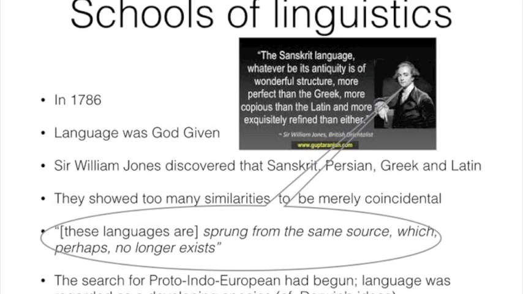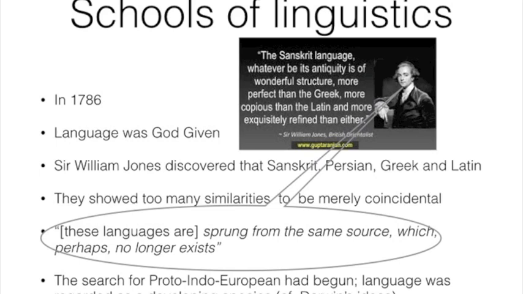William Jones discovered that Sanskrit, Persian, Greek, and Latin showed too many similarities to be merely coincidental when he compared between languages. We found out that there were many common things that make it impossible to think that they are coincidental. Like for us, when we talk about the existence of Allah and God, we say that what exists is not coincidental, because there are certain things that can't exist by coincidence. The same thing for these people, when investigating language: they found many common things between the different languages of the past. And that's why they thought that maybe it was imposed by God on human beings.